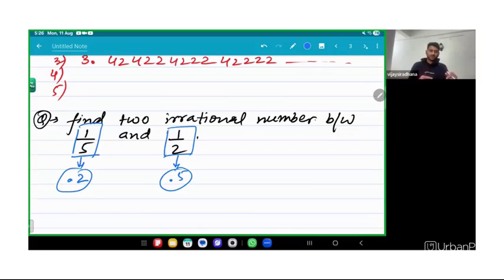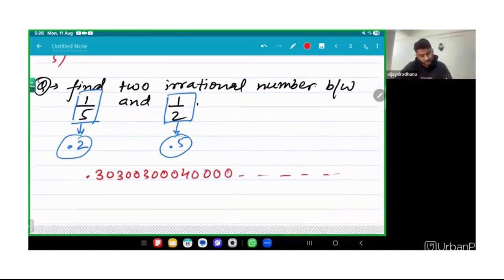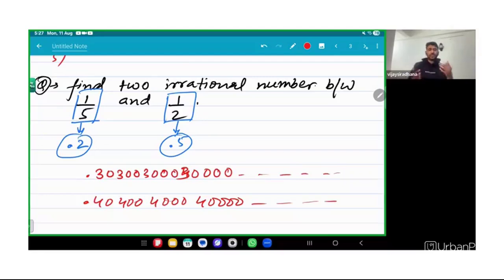Now, between these, you can get the irrational numbers. What are those? It can be 0.30300300030000, and so on, right? It can be 0.40400400040000, and so on. These two are irrational, isn't it? So these are a few of the examples.